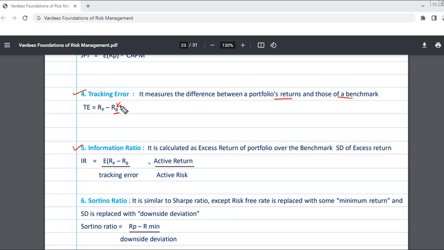Over here we do not have a risk-free rate, we have some benchmark which we were tracking. So this is something that you need to remember. Information ratio is calculated as the excess return of a portfolio over the benchmark, and the denominator is the tracking error, or on the exam, if you're given the active return and the active risk, then this is the numerator and this becomes the denominator to calculate the information ratio. Okay, so these formulas are very important. Make sure that you go through it once.